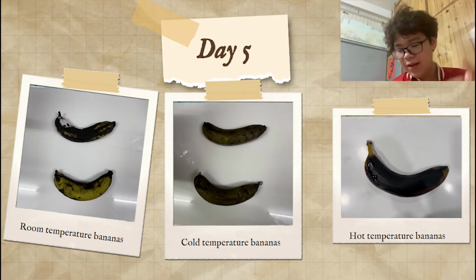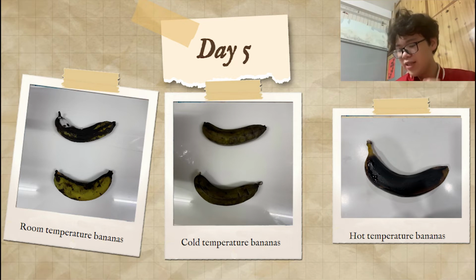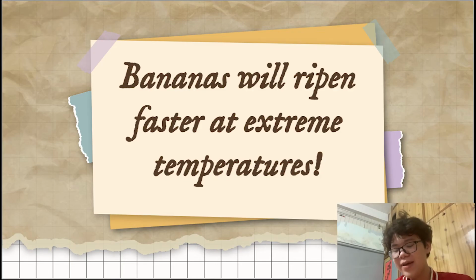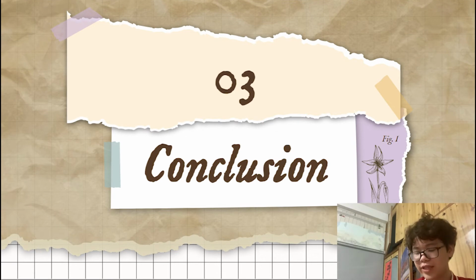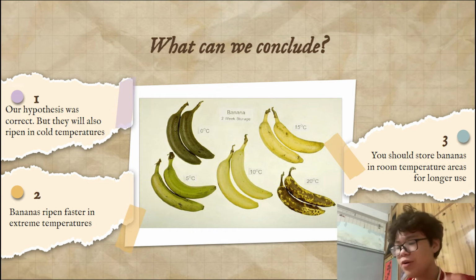And then at day 5, you can see that the cold temperature and hot temperature bananas have turned fully black, and the room temperature one still has some color left that is not black. So what can we conclude from this? Bananas will ripen faster at extreme temperatures. So onto our conclusion. We have concluded that our hypothesis was true, although bananas will ripen at hot and cold temperature. And you should store bananas in room temperature areas if you want to use them longer.